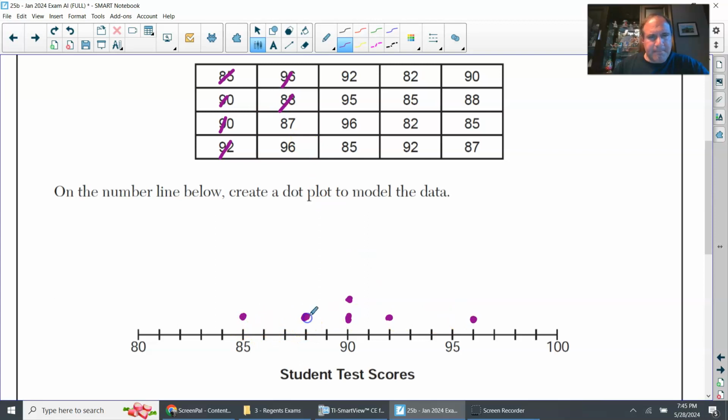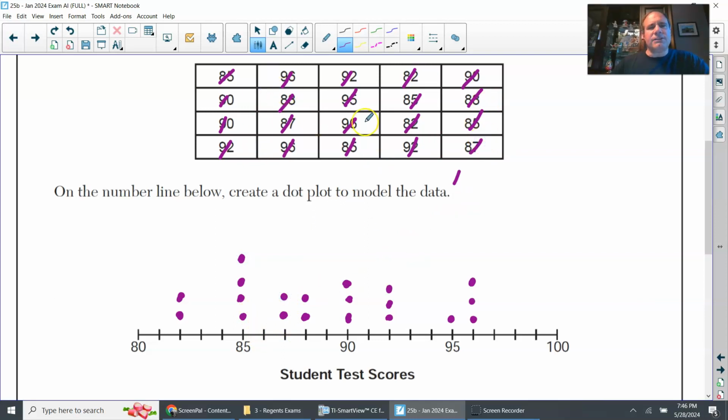88, 86, 87, 88. 87, 96, second dot. 92, second dot. 95, first dot. 96, third. 85, 82, 92, 90, 88, 67, 88. 85, 4 dots for 85, 87.